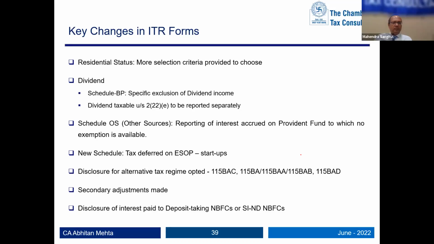There is a new schedule which has come for tax on deferred ESOP taxation, basically. Disclosure for the alternate tax regime for individuals, companies, and cooperative societies has been incorporated in their respective ITRs. For the secondary adjustment which is to be made under transfer pricing, a disclosure has been incorporated as well. And last, disclosure of interest paid on deposits by deposit-taking NBFCs or systemically important non-deposit-taking NBFCs is also incorporated from a 43B perspective.